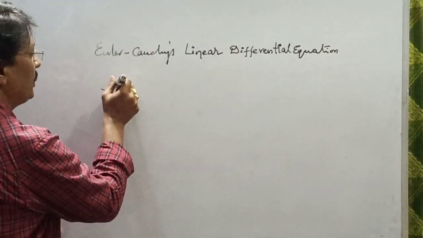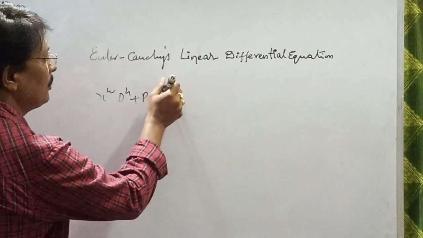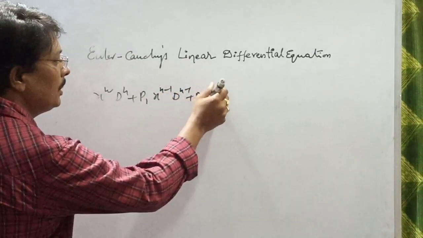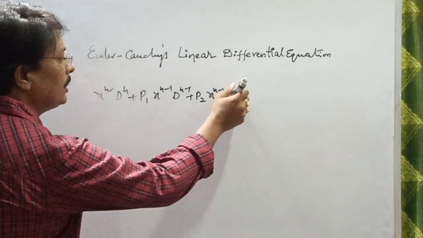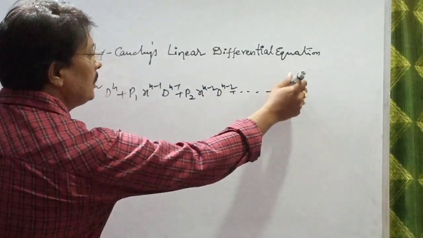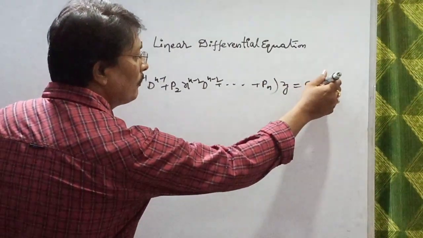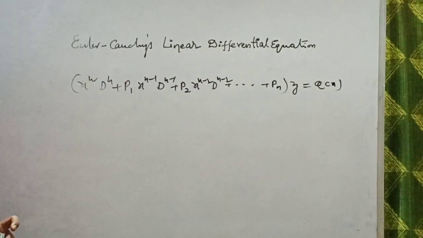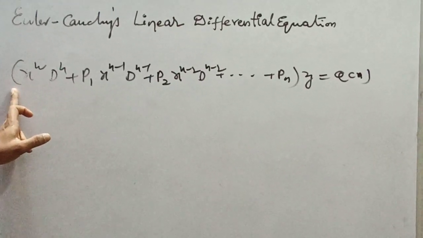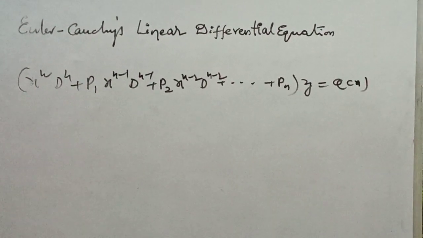x^n d^n + p1 x^(n-1) d^(n-1) + p2 x^(n-2) d^(n-2) and so on, plus pn, of y equal to q of x. Okay, this higher order linear differential equation with variable coefficients form is nothing but called Euler's Cauchy linear differential equation.